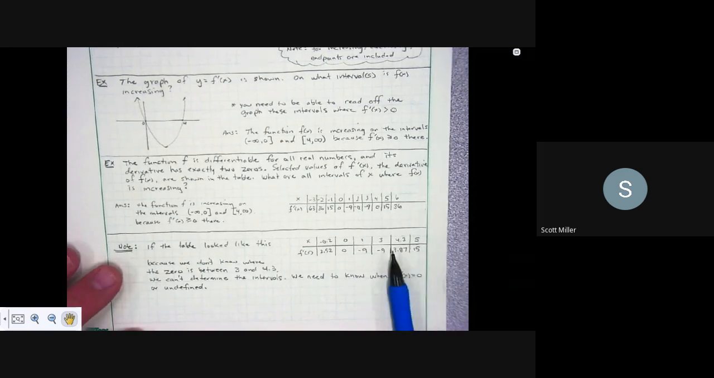We need to know where the derivative is equal to 0 or undefined to make the conclusions that we did up above. I only have the 1 here. I can't make it. I don't know where it is here. So I can't find that second interval. And so I have to know where the zeros are, or where it's undefined in that little space between these two things right here. So that's kind of important to keep an eye out for, okay?